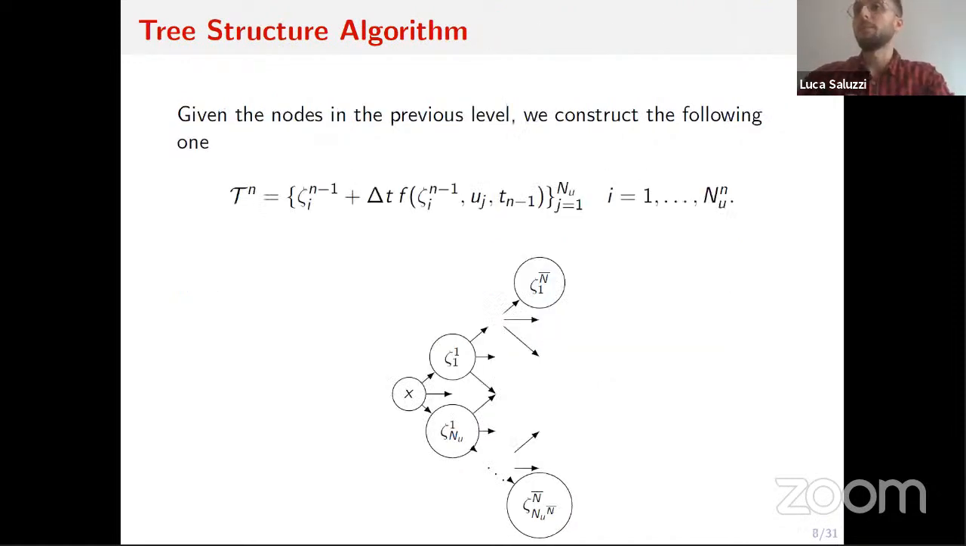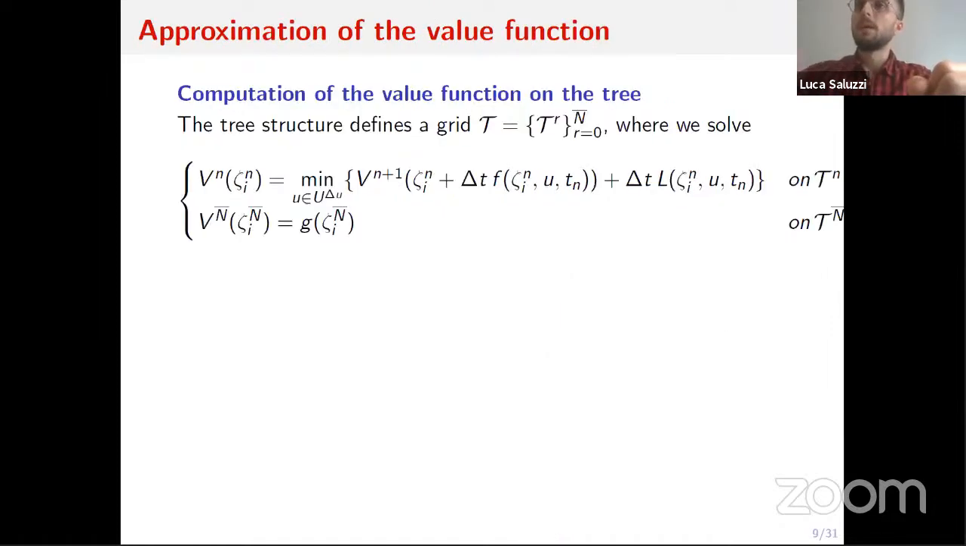Okay, so this is the first step. You can understand how we can proceed. Given the previous level T_{n-1}, we can compute T_n by computing the N_U sons for each node. And so I'm constructing exactly a tree. Using discrete controls, I'm exploring the various positions of the dynamics. And T_n will be composed of N_U to the power n sons. Okay, this is the first part of the tree structure. We are constructing the grid. So this tree will be our grid.